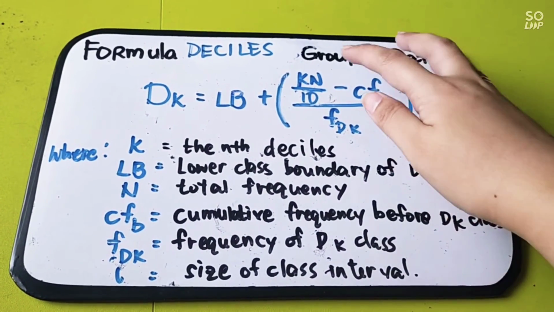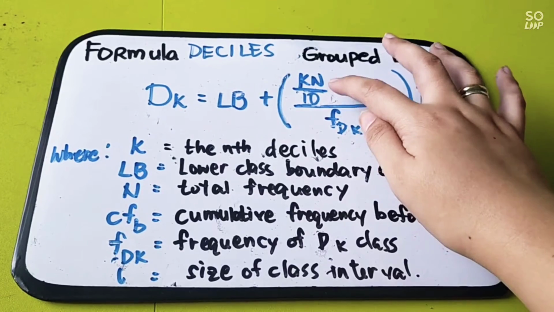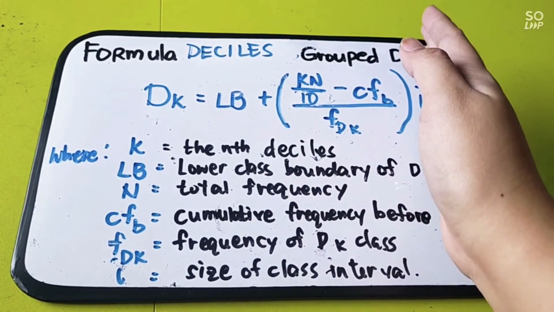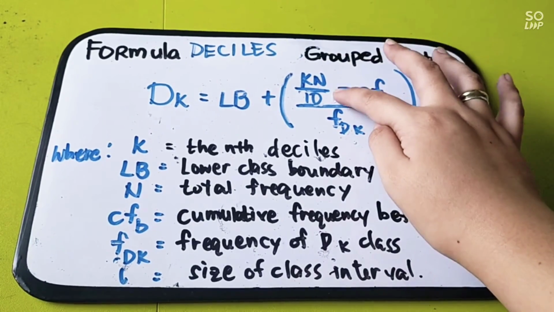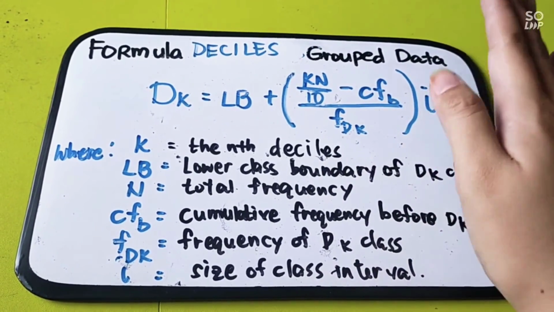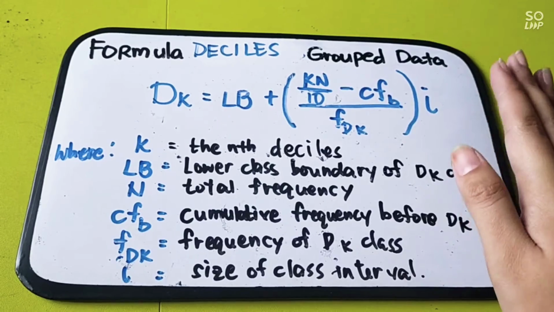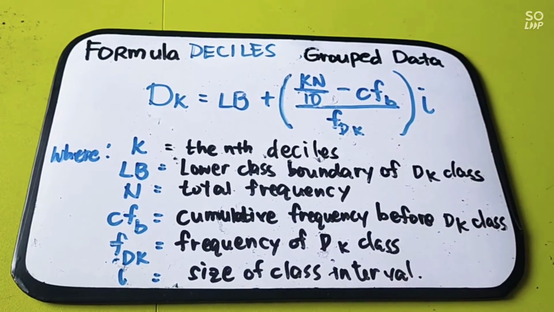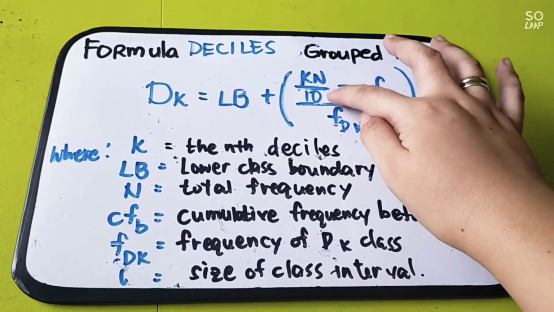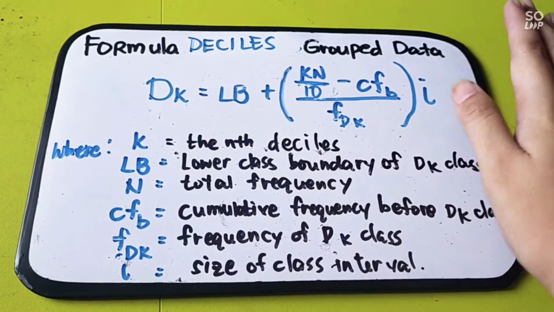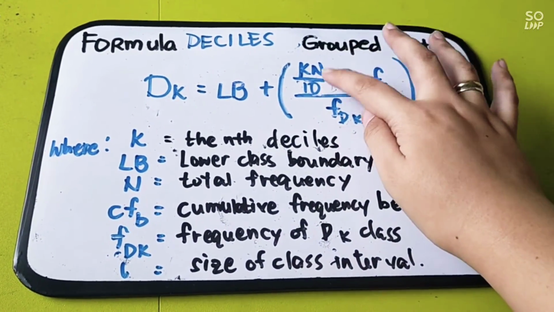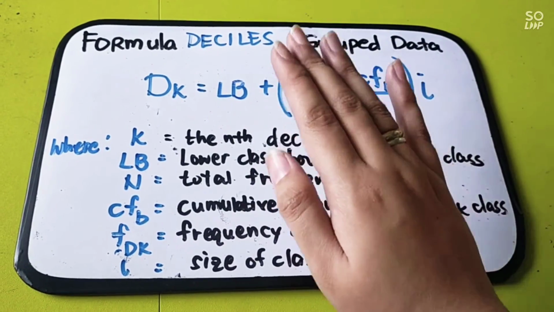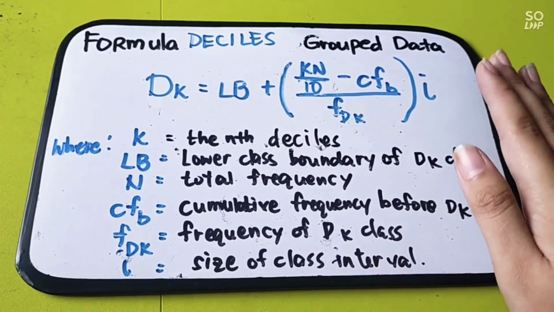And then, sa imbis na Kn over 4, dahil si quartile is divided by 4, dito naman it becomes Kn over 10, kasi si deciles is divided by 10. So, expected nyo mamaya, kapag percentiles na, it is divided by 100 naman. Is it clear? Pare-parehas lang siya, pero ang naiiba lang ay dito, depende sa hinahanap mo kung quartiles ba, deciles, or percentiles.